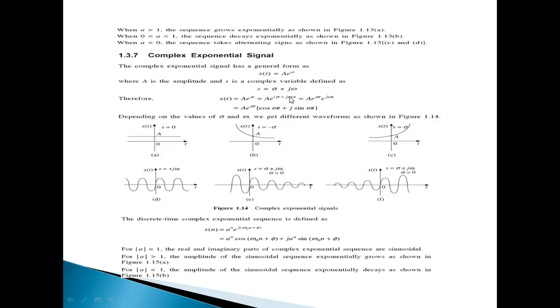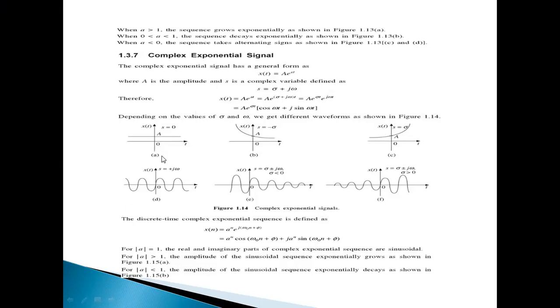In the power there are two terms. You can split it into two parts: A into e power sigma t into e power j omega t. The bases are the same, so you can add, or otherwise split into the two parts: A into e power sigma t, e power j omega t, where sigma is the real and omega is the imaginary coefficient, combining the two as a complex function.